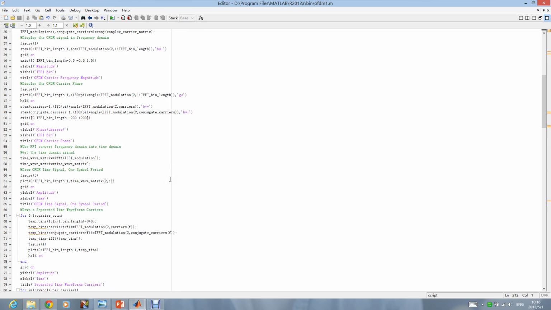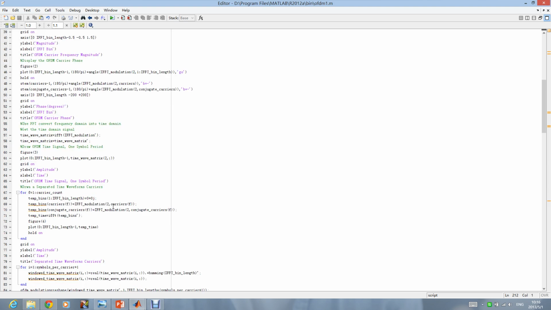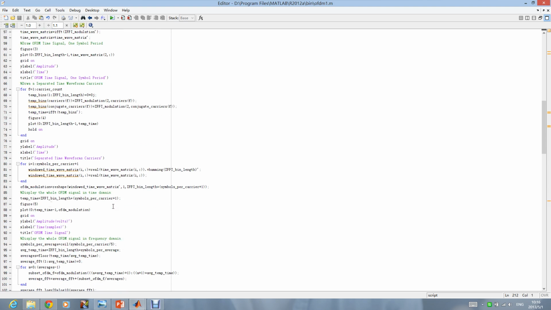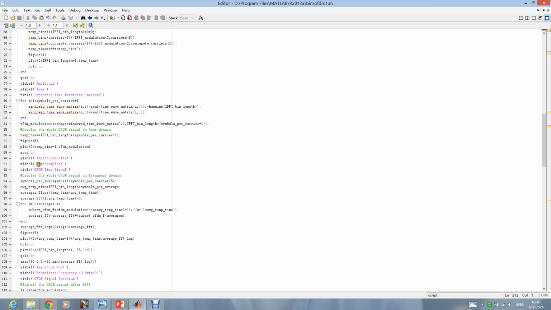And then the third image is the OFDM time signal in one sample period. And the fourth image is the OFDM separate time waveforms of carriers. These two images are about the carrier waveforms of the OFDM system. Here is figure 5. Figure 5 shows the OFDM time signal. This signal is the signal that's transmitted in the whole OFDM system.